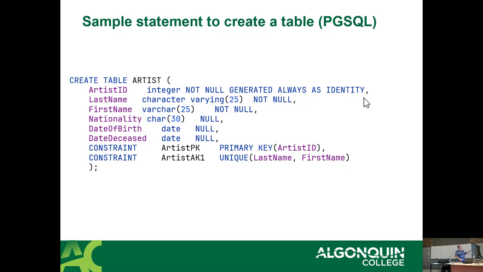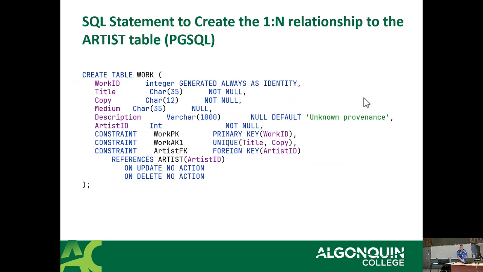But you'll notice everything is like artist ID integer. It's not null. Generated always as identity. Constraint artist PK. It's a primary key referring to that field. You can actually read the pieces of SQL almost like a sentence and derive concepts from it.